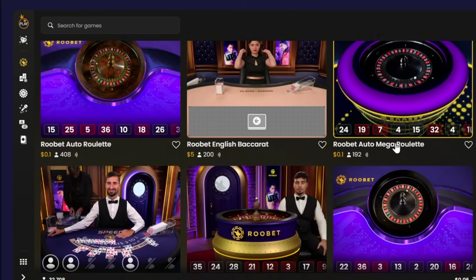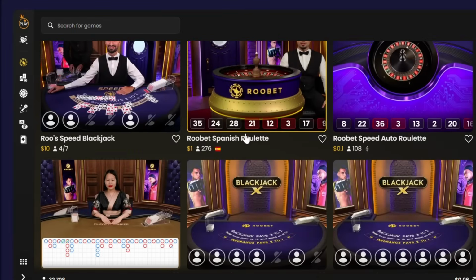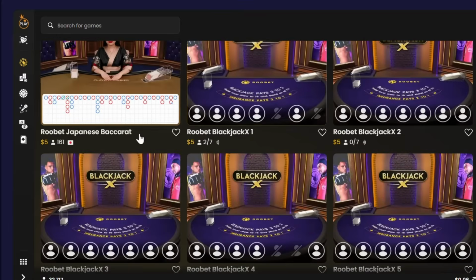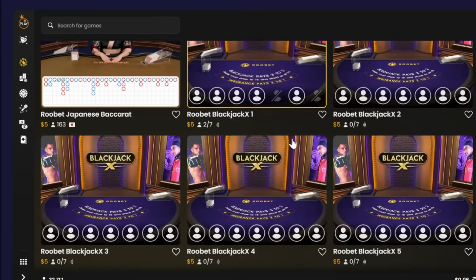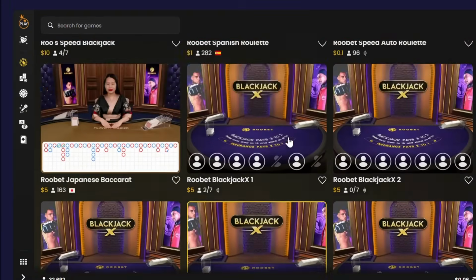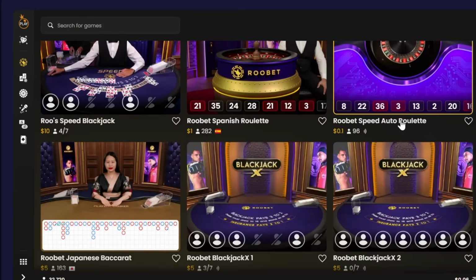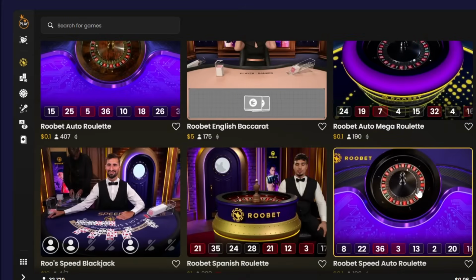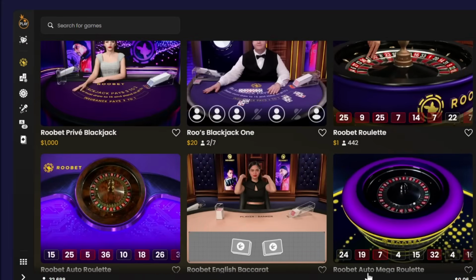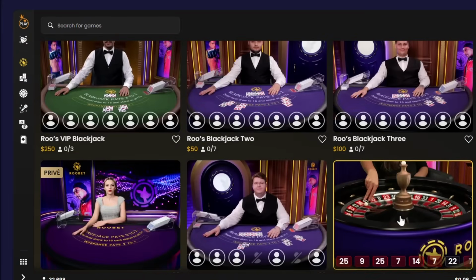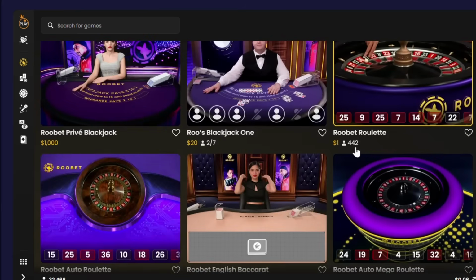So, mega roulette. Okay, let's pick one. Let's pick this one here. We got 277 players, Spanish roulette. Well, I don't know about Spanish roulette. Japanese Baccarat, and you got... I think this one will do. Speed. Now speed could be very quick. We need some time. Auto mega. Right, I think this is good. Nice. 442 players. Okay, roulette. Let's get into it.